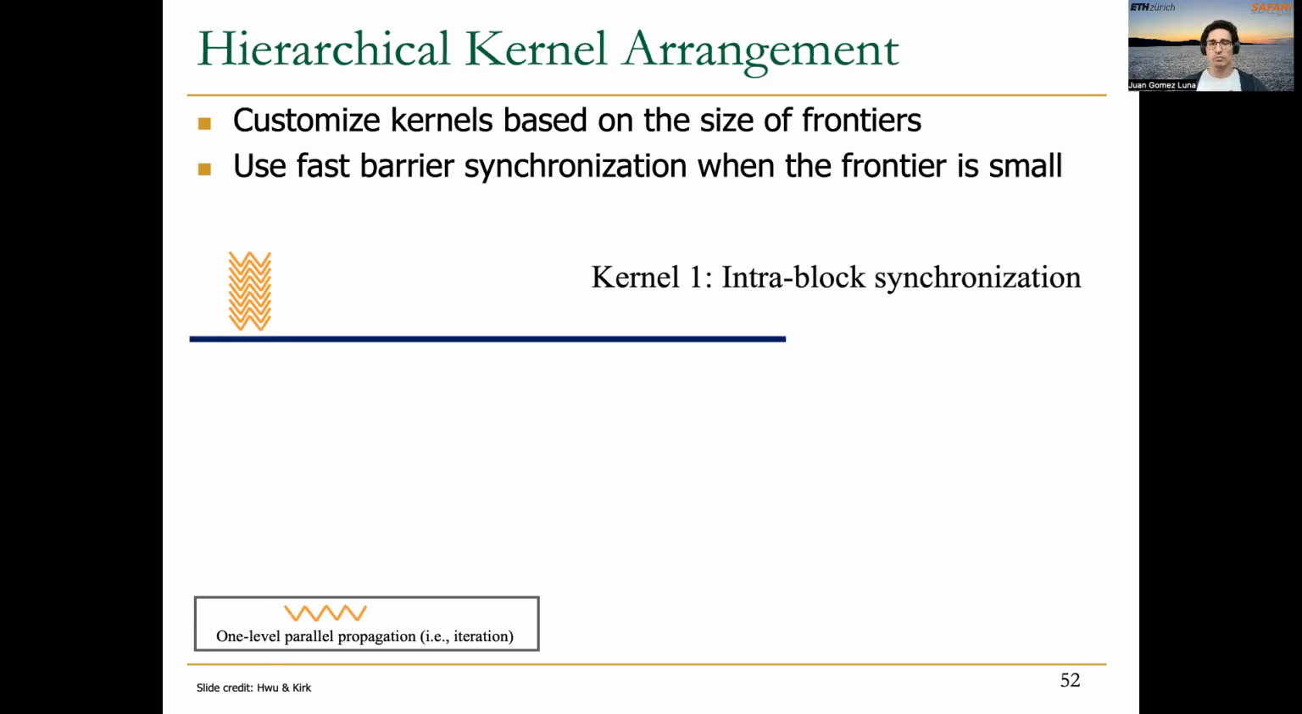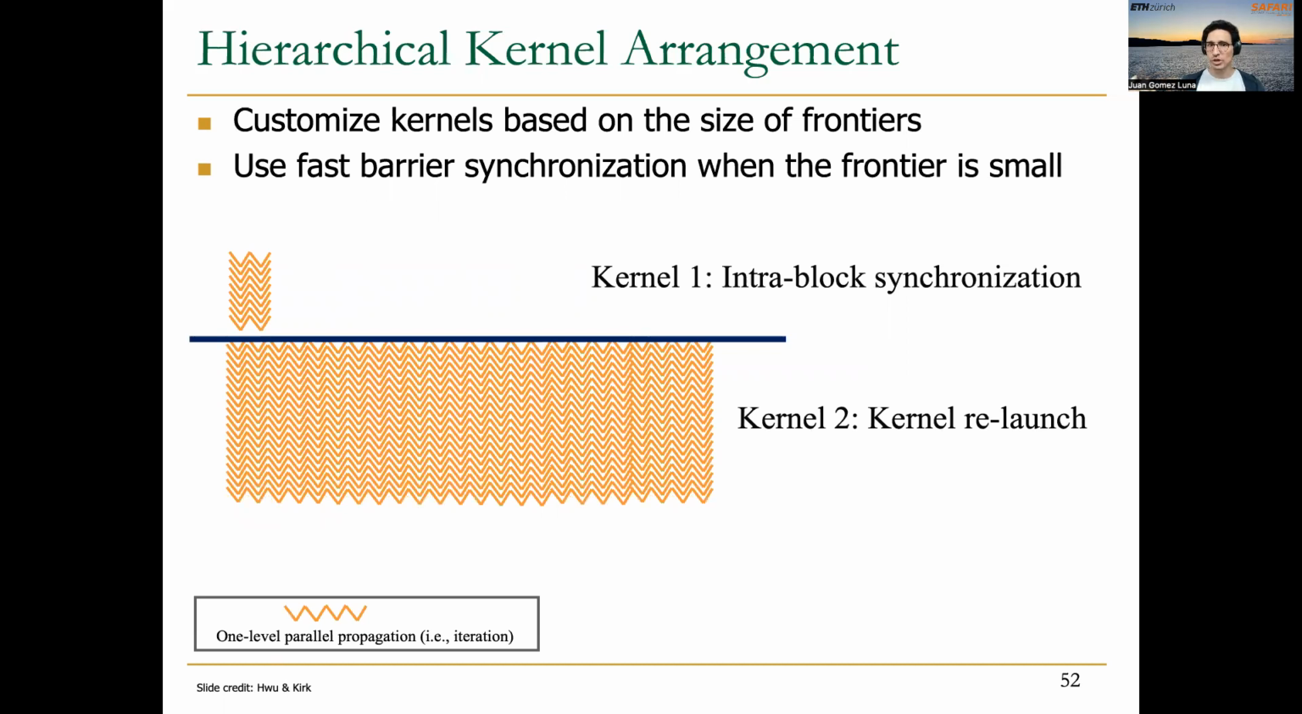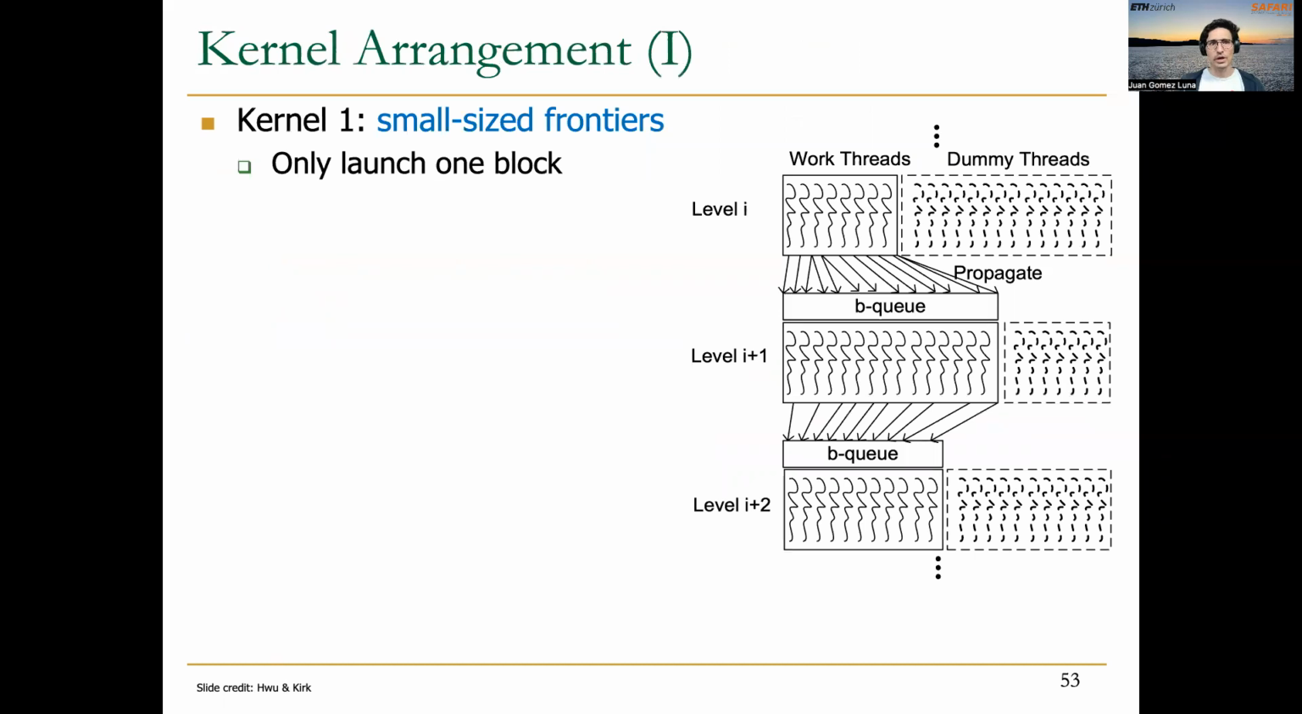But at some point, we will have larger frontiers. Remember that here, the amount of parallelism is very dynamic. So we will have a larger frontier, and we will need to launch a bigger kernel that we will have to finish when the output frontier is complete, and relaunch a new kernel. So those are basically the two approaches in this arrangement.